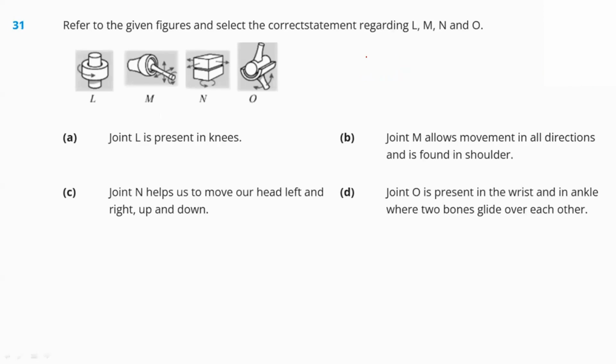Next question. Refer to the given figures and select the correct statement regarding L, M, N, and O. So L is a pivot joint. Okay, M is ball and socket joint. Then N is gliding joint.